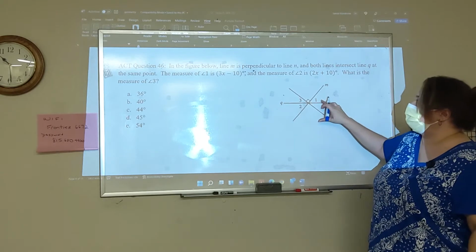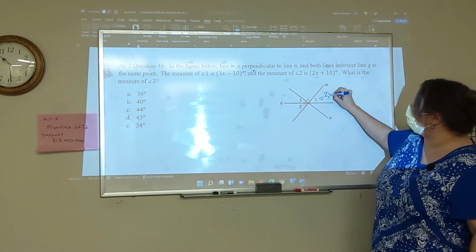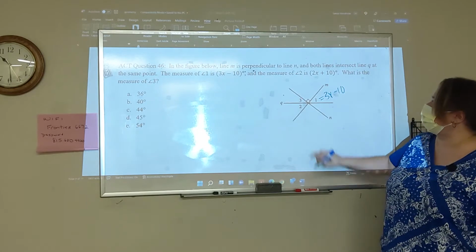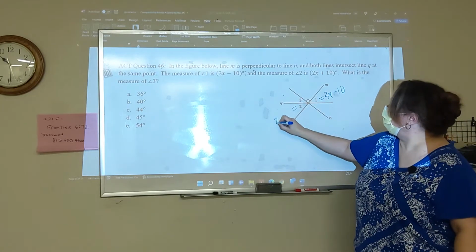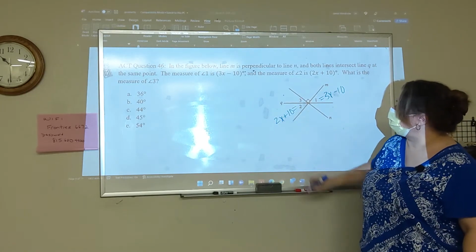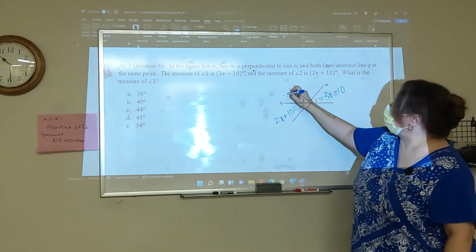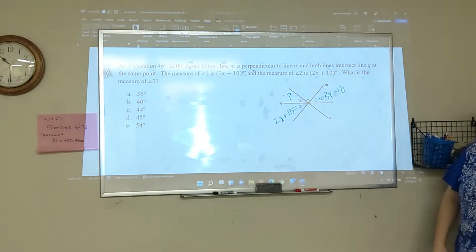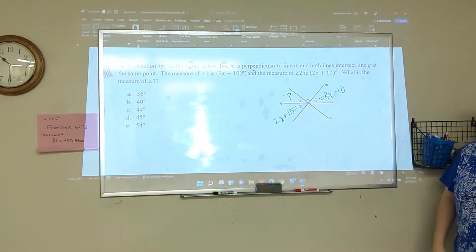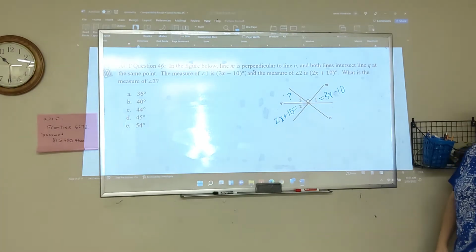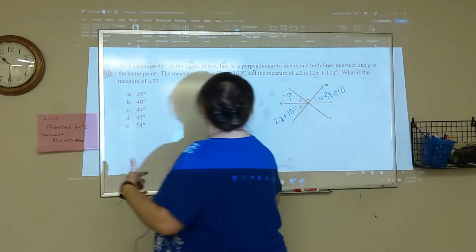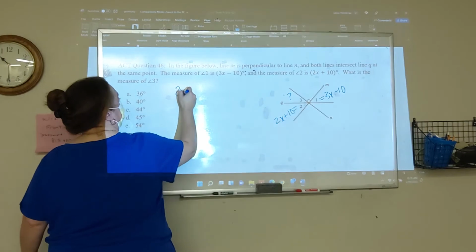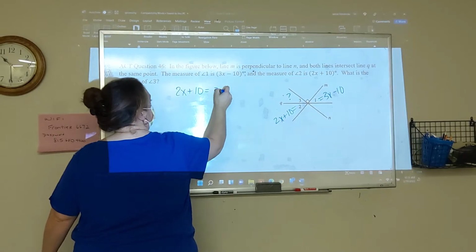The measure of angle 1 is 3x minus 10, so we'll put that in. The measure of angle 2 is 2x plus 10. Again, label those diagrams. What is the measure of angle 3? All right, what do we know about angle 1 and angle 2? What do we know about those two guys? They're equal. Yeah, they're vertical, right? They're vertical. Okay, so if they're vertical, set them equal. 2x plus 10 equals 3x minus 10.